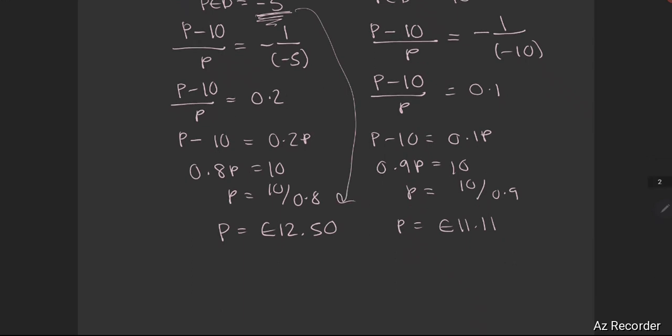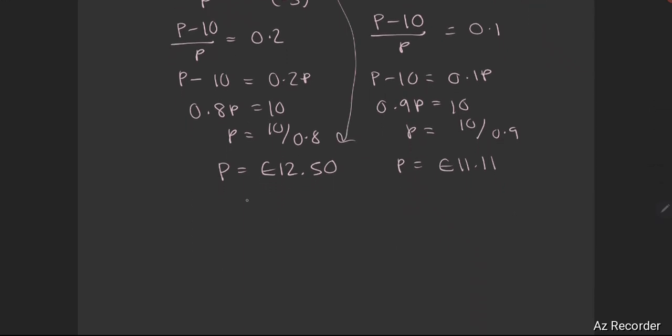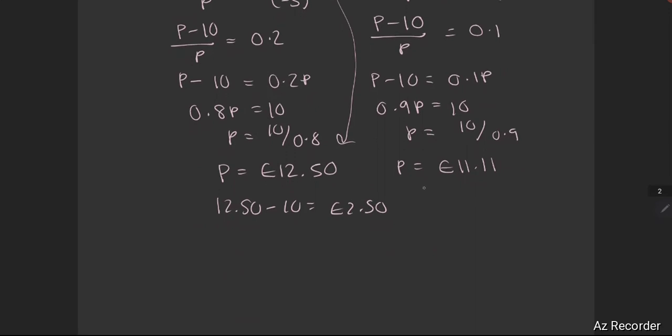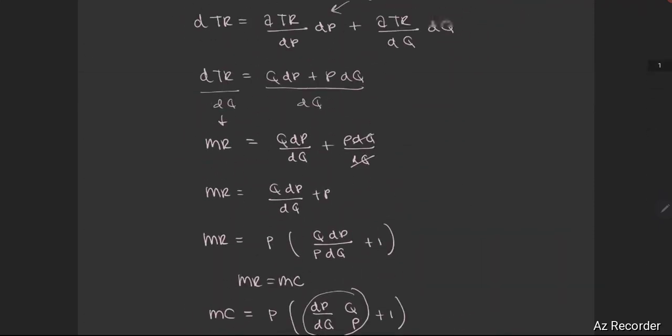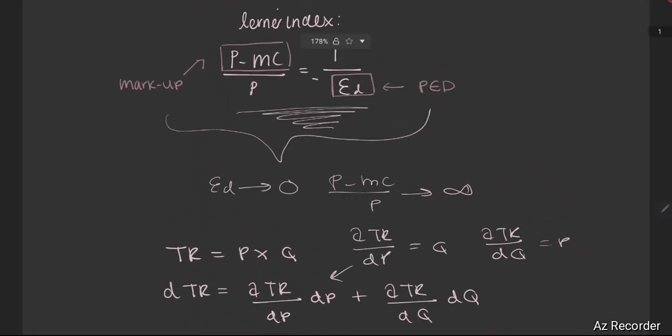So if we look at firm A, they have a lower PED, so it's more inelastic, and they're also charging a higher markup. The markup would be the difference between the price and the marginal cost. So the markup would be £12.50 minus 10, which is £2.50. Whereas for firm B, the markup would be £11.11 minus £10, which is equal to £1.11. And so that's the basic concept of the Lerner index, that it describes how PED affects the markup that a monopolist can charge. And through a numerical example, we proved that a firm with a more inelastic price elasticity of demand does charge a higher markup.